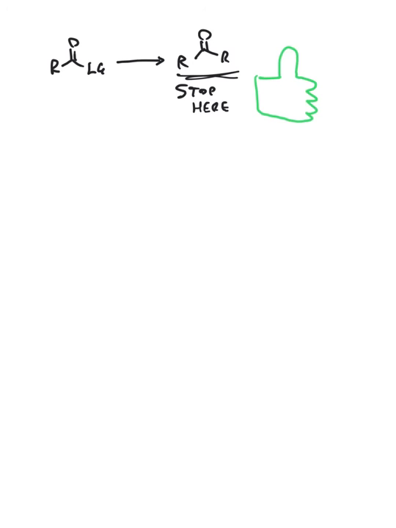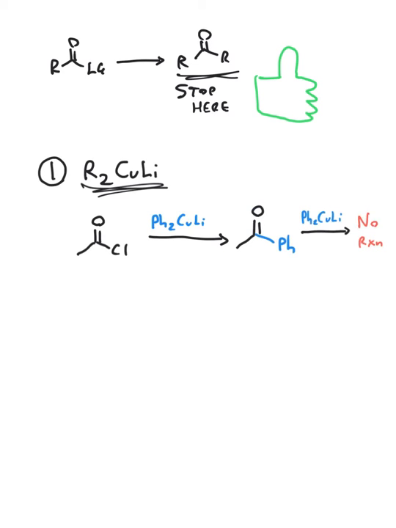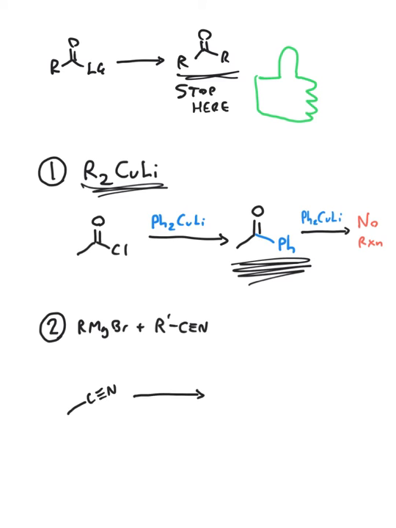Now you might be wondering, can we stop at the ketone and make ketones? Well, short answer, yes, we can. Two different ways. The first way is to use copper Grignards. Of course, these are weaker nucleophiles, so they will react with, say, acyl chlorides, but they will not react with ketones. Hence, we will stop after we have formed a ketone. The second method is to react a Grignard with a nitrile and then hydrolyze the intermediate.